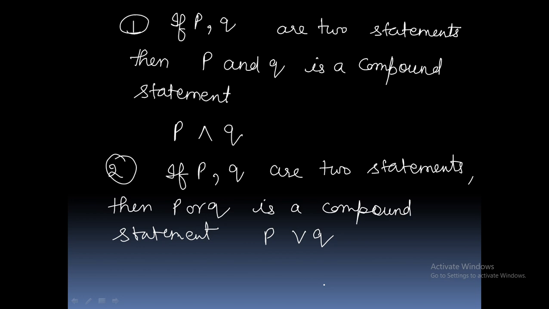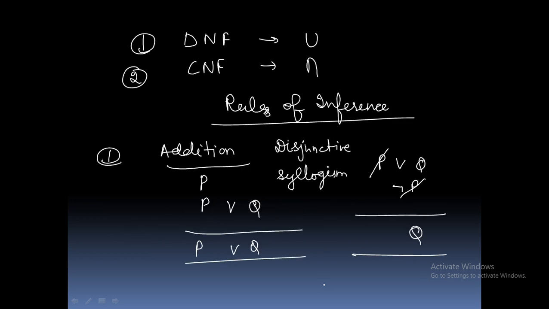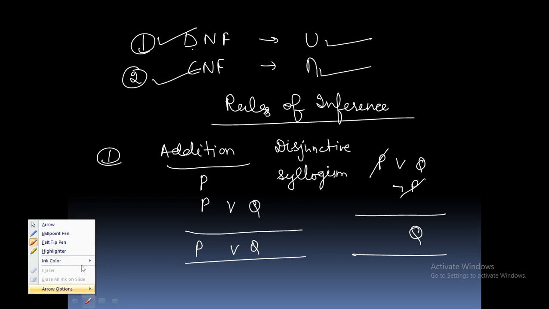Now next is rules of inference. Before discussing the first rule of inference, you have to keep in mind that DNF, disjunctive normal form, is like union, and conjunctive normal form is like intersection. Rules of inference.